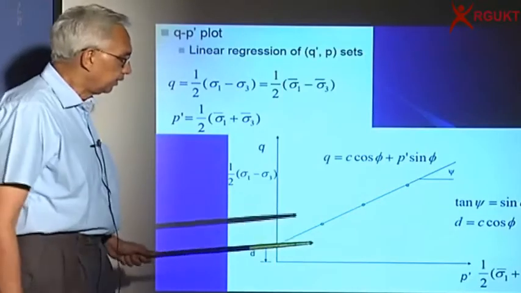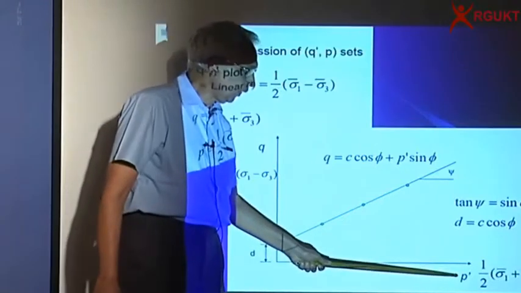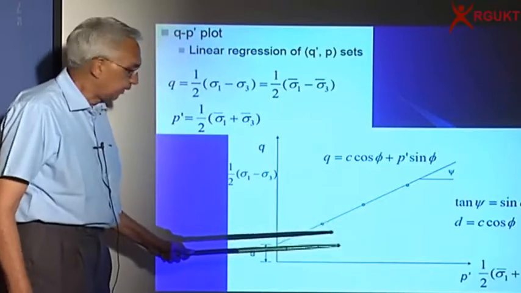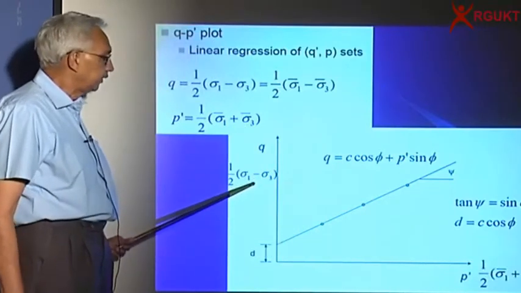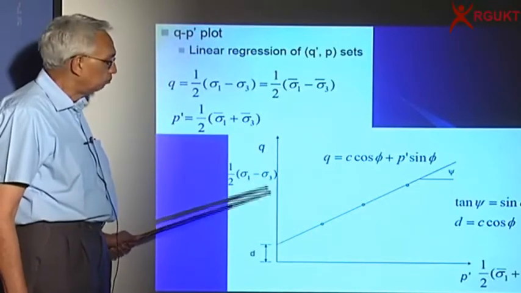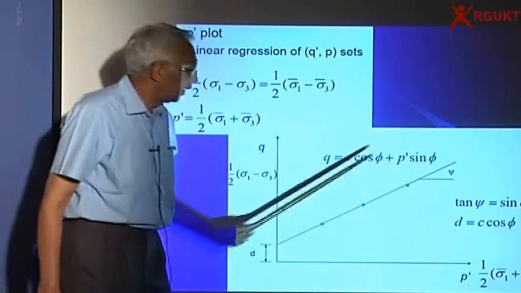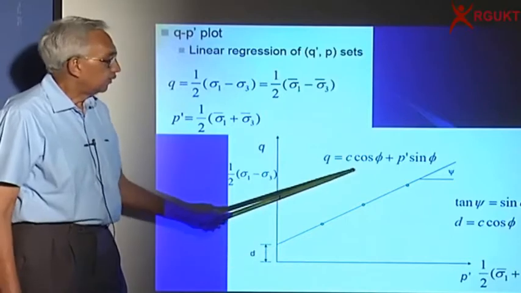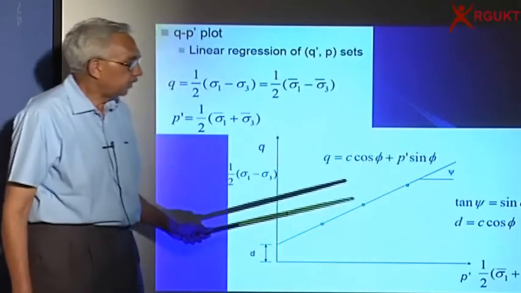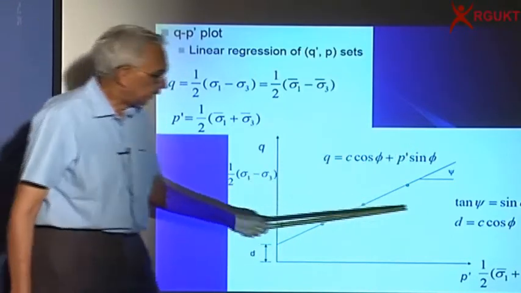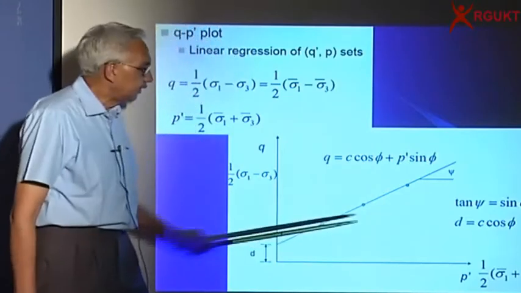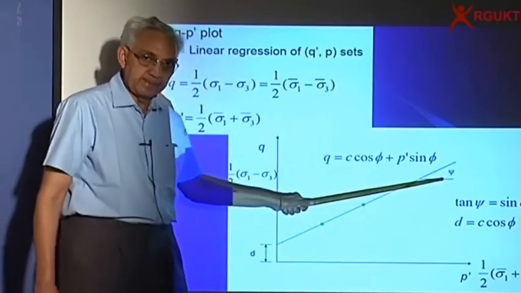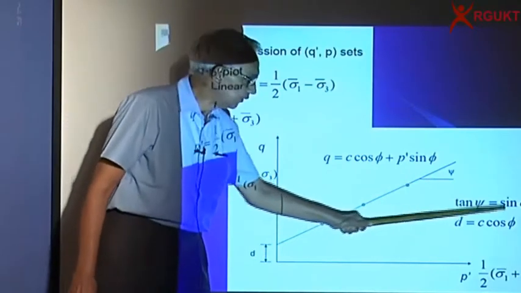You can also draw in terms of mean principal stresses. P is equal to (sigma 1 plus sigma 3) by 2 and Q is equal to (sigma 1 minus sigma 3) by 2. Again, if I fit a line, I can say Q is equal to C cos phi plus P sin phi, which means this intercept D is nothing but C cos phi, and you will find that the slope of this line, tan psi, is equal to sin phi.